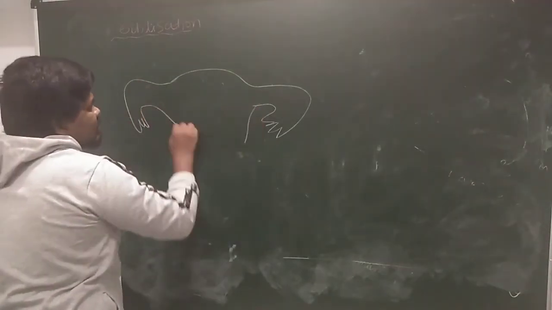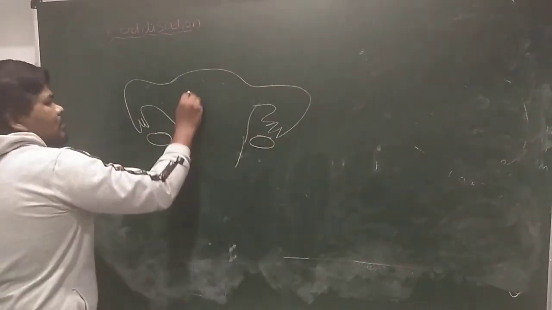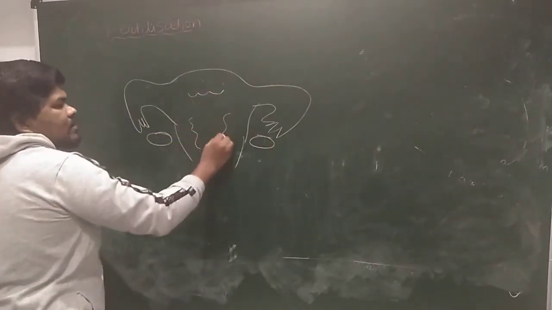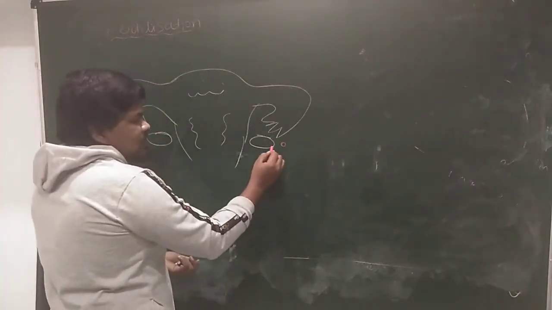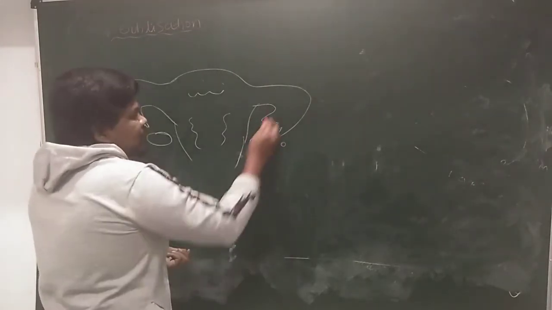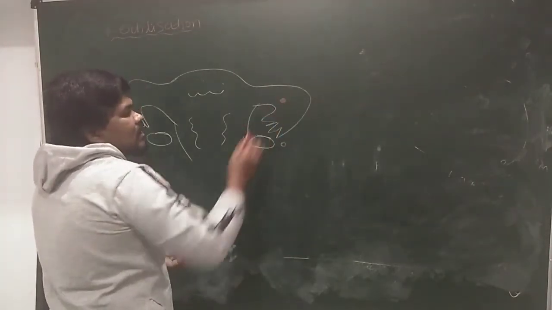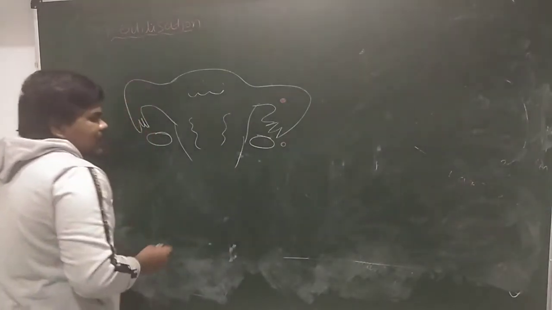Female reproductive system. These are the ovaries. This one is a uterus. This is the ovum which is released from the ovary. After that, this ovum enters into the fallopian tube. This is the ampulla region of the fallopian tube. In the ampulla region of the fallopian tube you can see the fertilization.